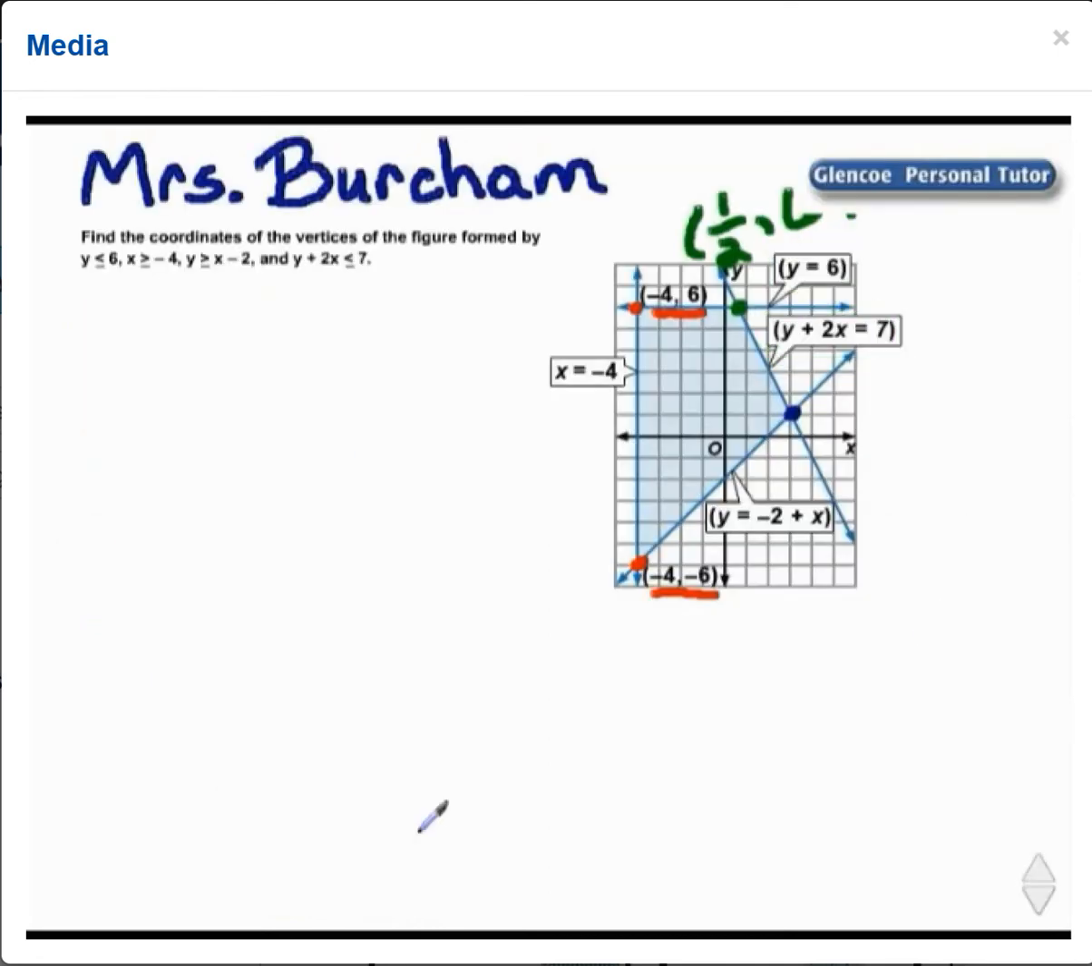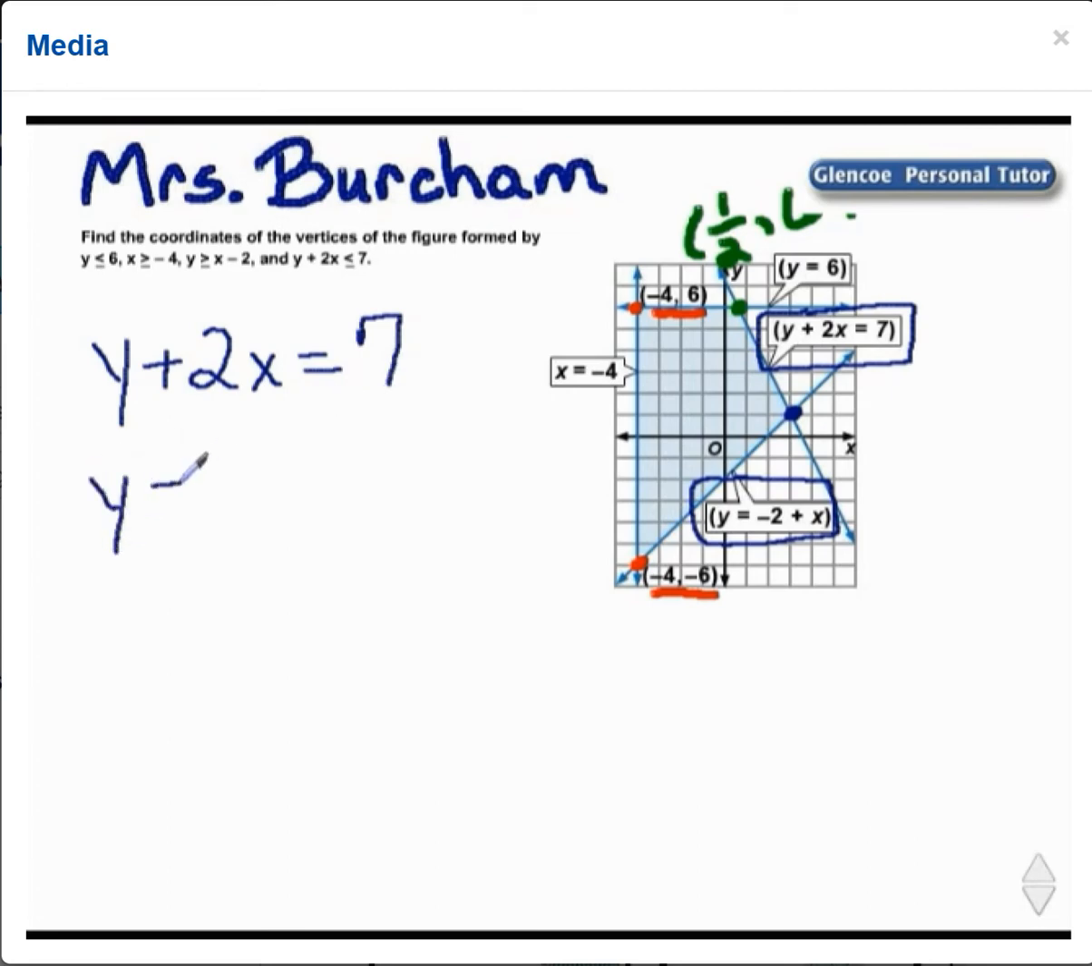Okay, now we are ready to find the fourth vertex in our picture. So our fourth vertex is the point that I have here in blue. So this point is made up of the two equations, y plus 2x equals 7 and y equals negative 2 plus x. So let's get those two equations written over here on the board, y plus 2x equals 7. Then we're going to have a system of equations that we can solve. I also have y equals negative 2 plus x.